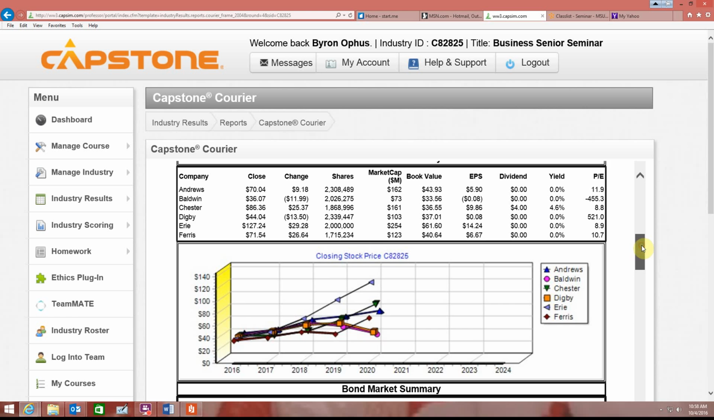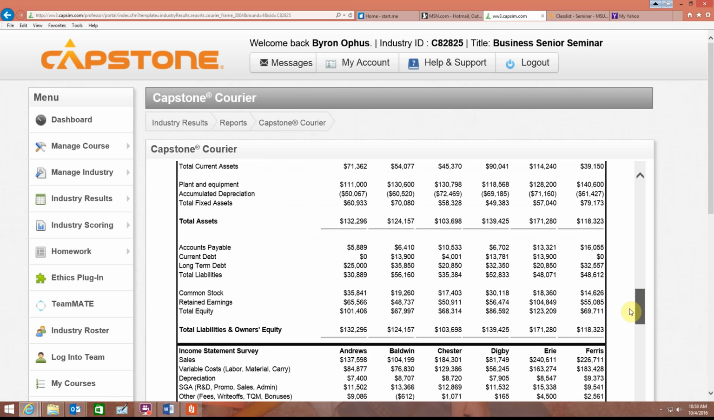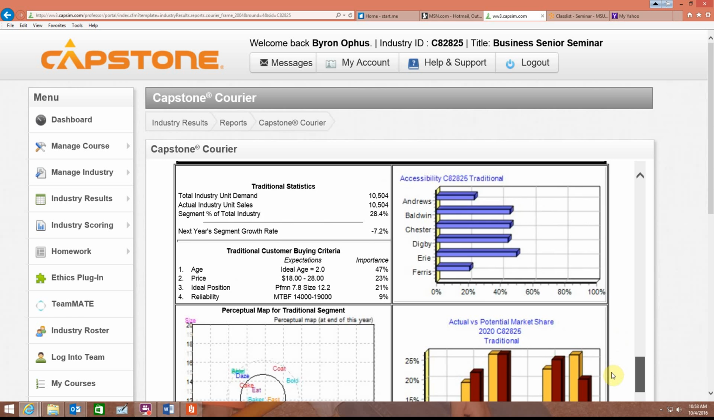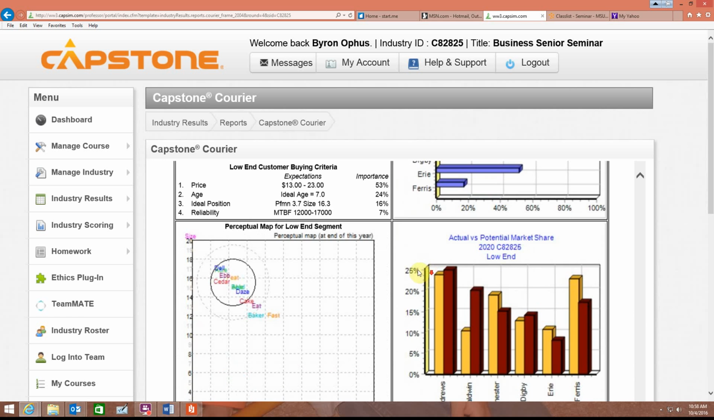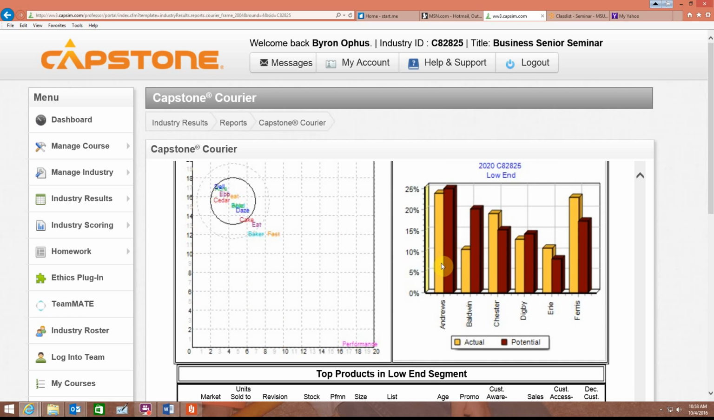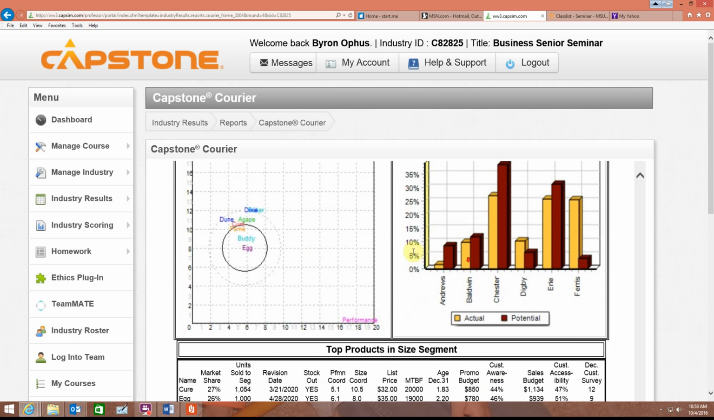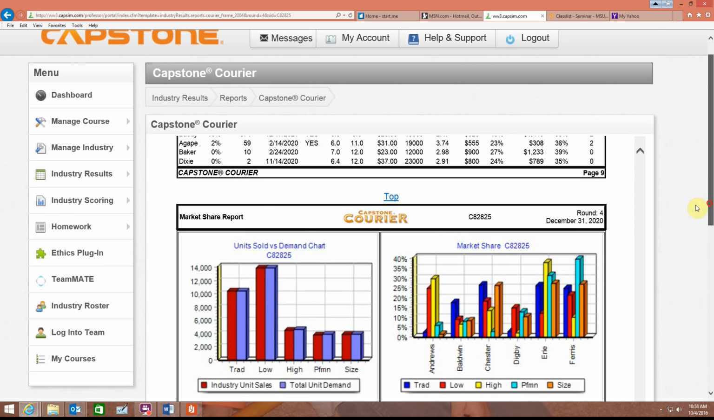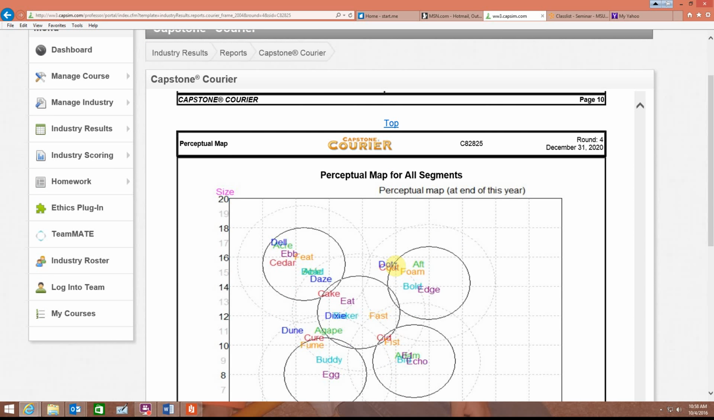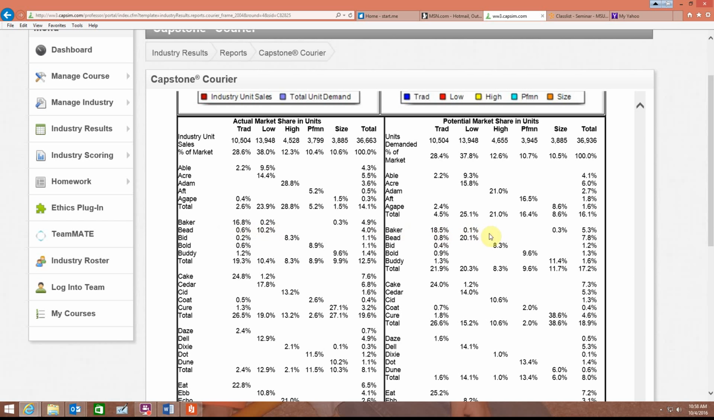Okay, so we got to go and figure when we look at Bead. I'm going to look at it in the low end here. We can make some approximate guesses here, right? Its actual was about 10, its potential was about 20. But we need to know exactly. That's not good enough, so we have to roll on down to this one here, and here this gives us the actual numbers. The potential market share for Bead was this, and the actual market share is over here.